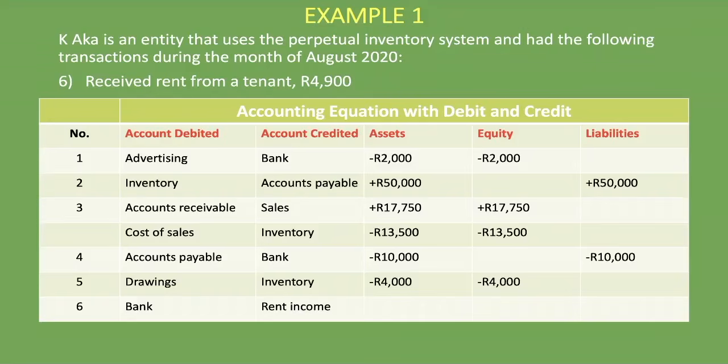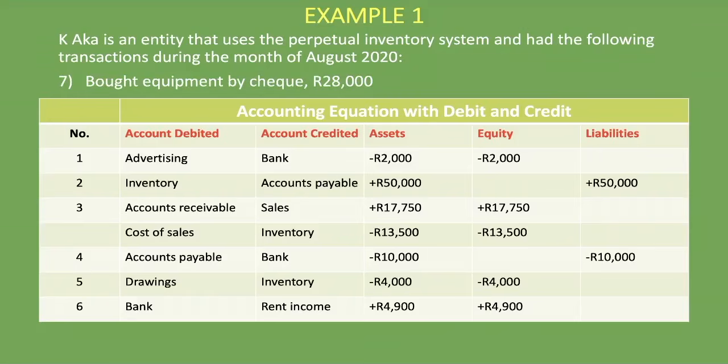And then from there, what do we do? Well, on the asset side, since we are debiting our bank and money is coming into our bank, our asset is increasing, so we put the plus 4,900 rand on the asset side. And then rent income is an income, obviously, and it's increasing our equity, so we put also plus 4,900 rand there. That's quite easy. Let's move on to the seventh one.